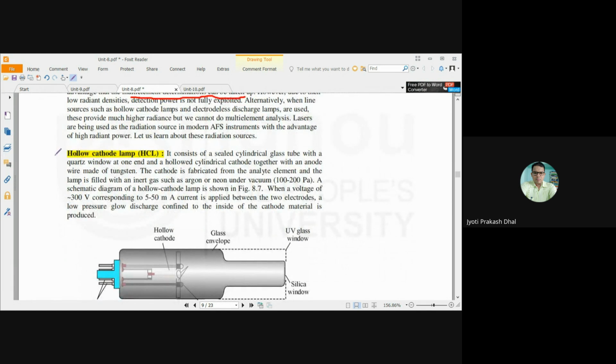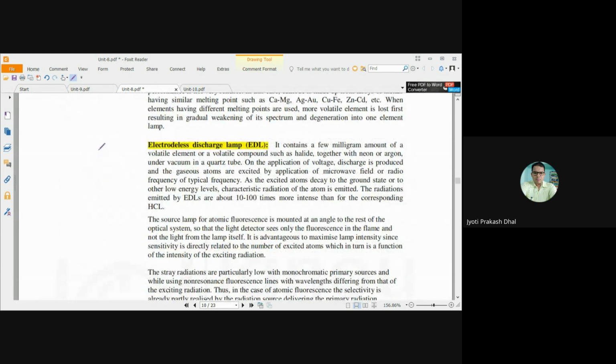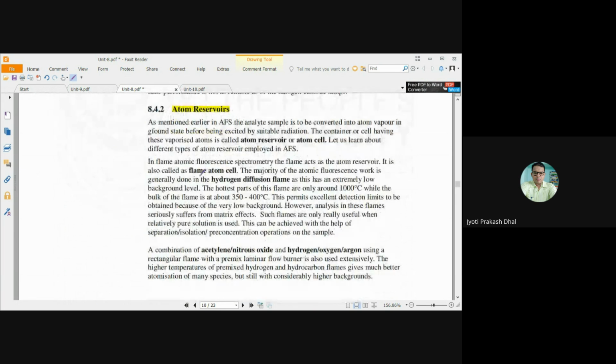Here is another type, called the hollow cathode lamp, which can be used as a source. And the electrodeless discharge lamp, EDL, is another type of source. Now coming to the second part, the atom reservoir.